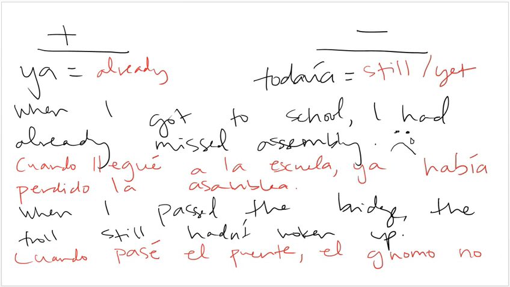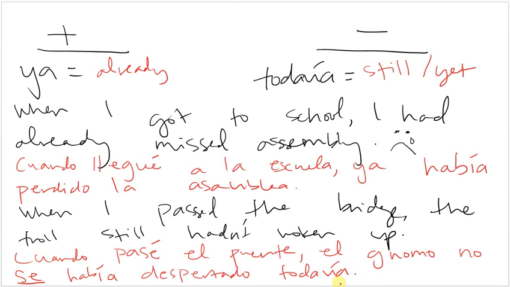So no. And then to wake up is despertarse. So it's going to be reflexive. And remember, your pronoun always goes before your conjugated verb. And here your conjugated verb is haber. So no se, the él, ella, usted form of haber in the past. No se había. And then despertar, we need the past participle. So despertado. Todavía. And todavía could go before. It could be el gnomo todavía no se había despertado, or el gnomo no se había despertado todavía. Either one is fine. So when I passed the bridge, the gnome still hadn't woken up.